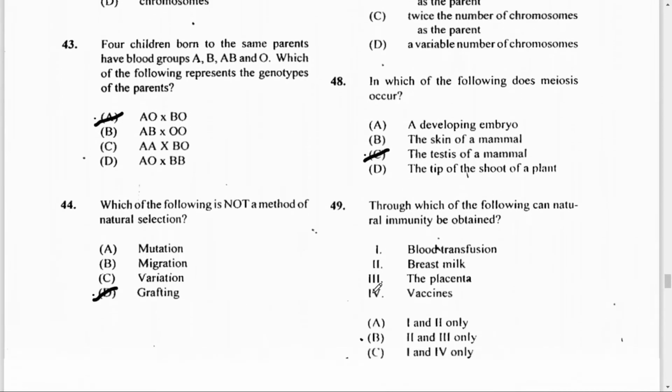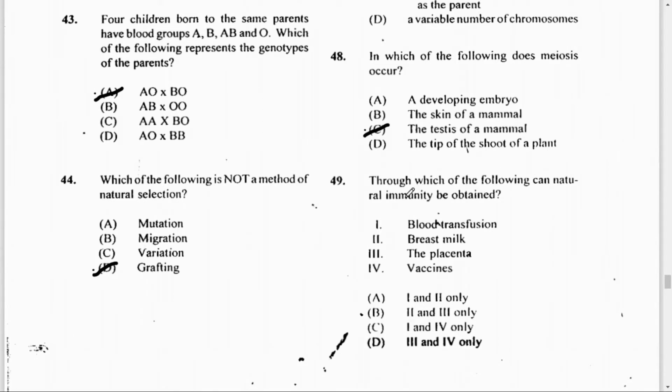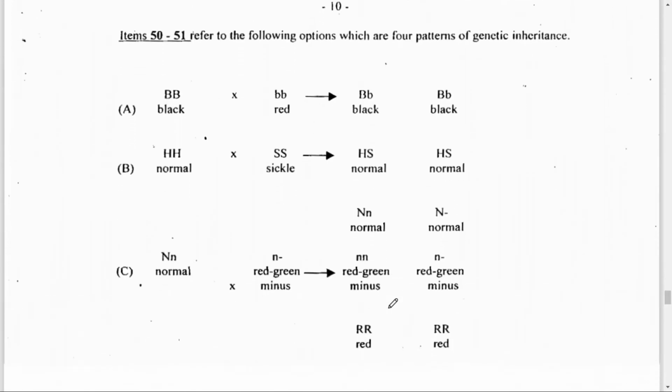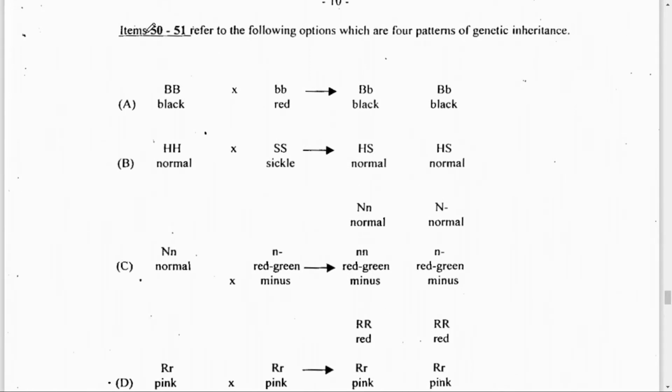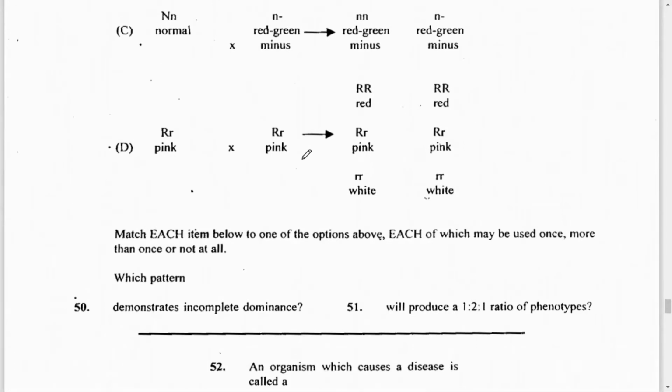Good. Number 49, through which of the following can natural immunity be obtained? It cannot be blood transfusion, and it cannot be vaccine. So it would have to be breast milk and the placenta. So that's 2 and 3, so that's B. Good. Let's look at the next question. Items 50 to 51 refer to the following options, which are 4 patterns of genetic inheritance. Match each item below to one of the options above, each of which may be used once, more than once, or not at all.